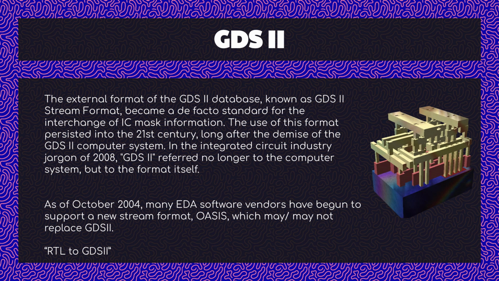Vendors of electronic design automation software often use the phrase "from RTL to GDSII." That means their system will take users from high-level logic design to a completed integrated circuit layout ready for delivery to the mask vendor. As of October 2004, many EDA software vendors have begun to support a new format called OASIS, so that is also in existence along with GDSII right now.